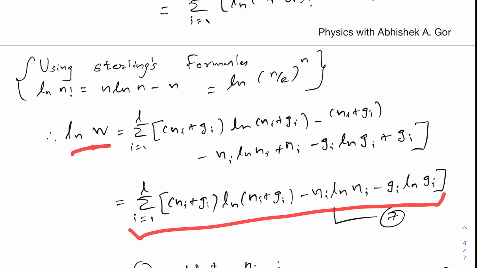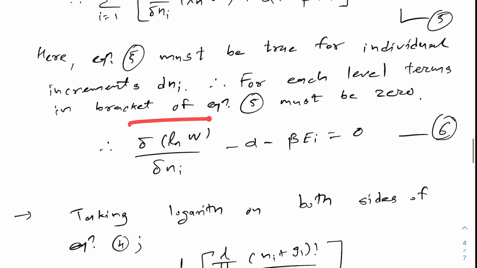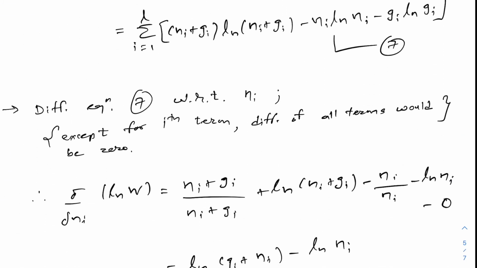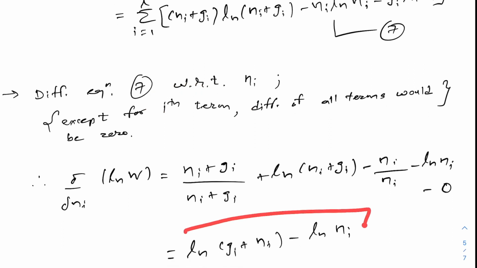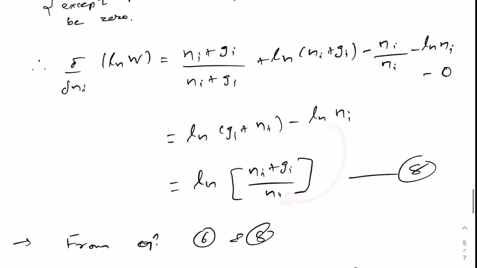Now this is ln W on the left hand side. So if we differentiate ln W with respect to n, what do we get? We get this particular form where we have the general case for the ith level. So let's do that. When we differentiate it with respect to ni, all the terms except for the ith term become 0. So you get a simplified form, that is ln (gi + ni) minus ln ni, which becomes your denominator over here, and we give it equation number 8.